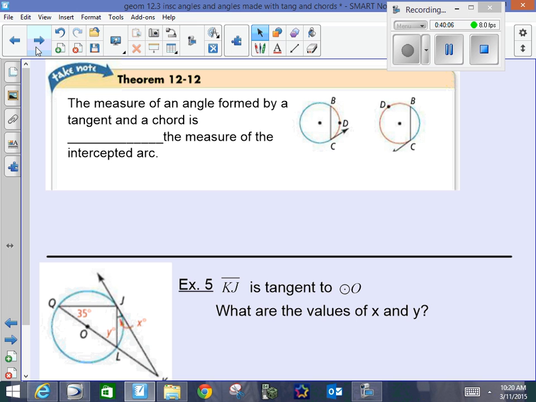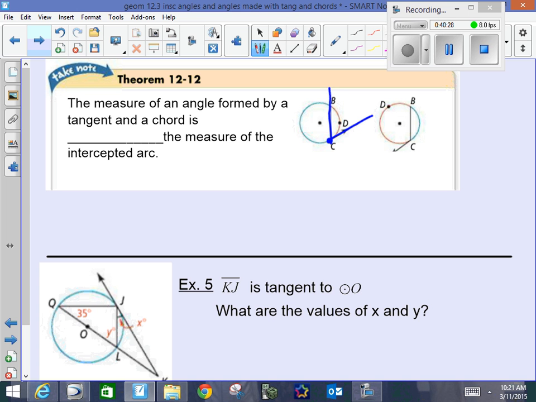Yes. And it touches the circle in one place. So this is my tangent right here. Okay, and it touches the circle right there. That's the point of the tangent. And notice the angle with the chord. Notice where the vertex is, because that's important for you to remember all these down the road.